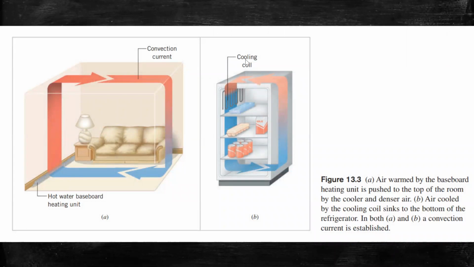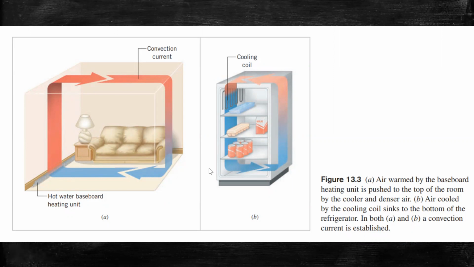The air above the baseboard unit is heated, like the air above a fire. Buoyant force from the surrounding cooler air pushes the warm air upward. Cooler air near the ceiling is displaced downward and then warmed by the baseboard heating unit, causing the convection current, as illustrated in the figure.